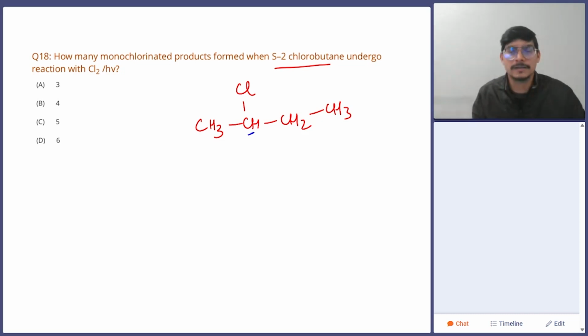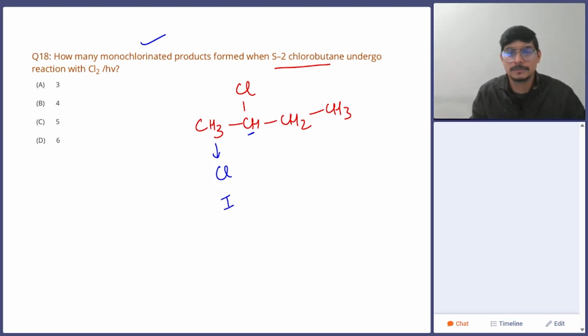It cannot be both R and S. So this is 2-chlorobutane, and it has to have a fixed configuration. Now, how many products are obtained if we do the monochlorination, which means that we replace exactly one hydrogen atom by a chlorine atom? If you replace this hydrogen by chlorine, you will end up getting only one product, because this is not going to introduce a new chiral carbon.